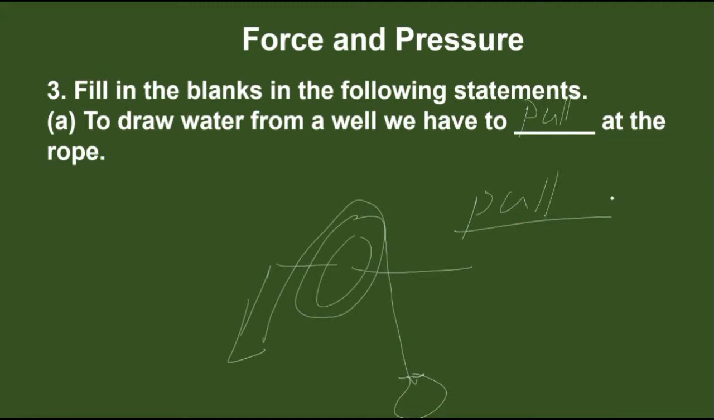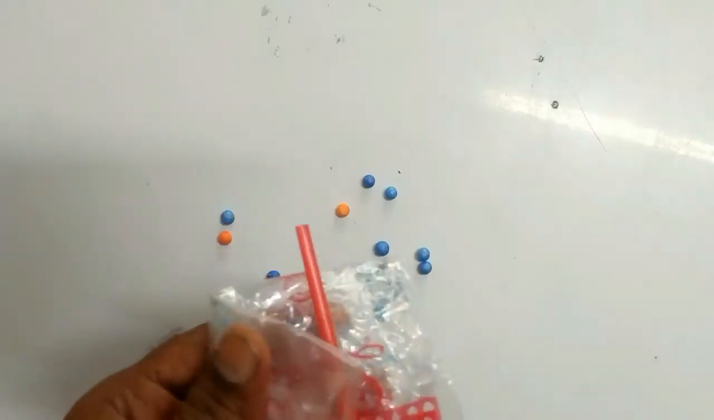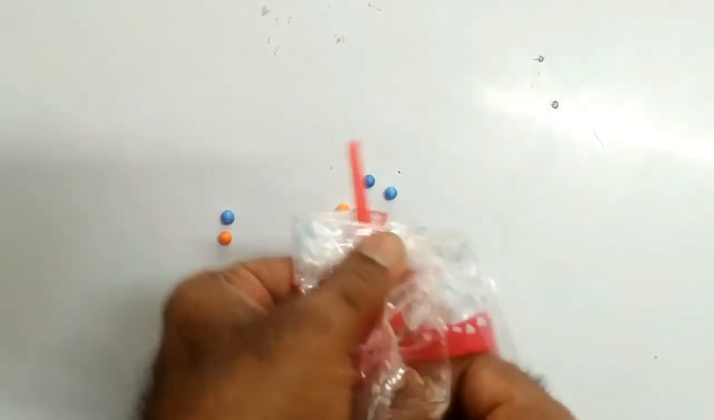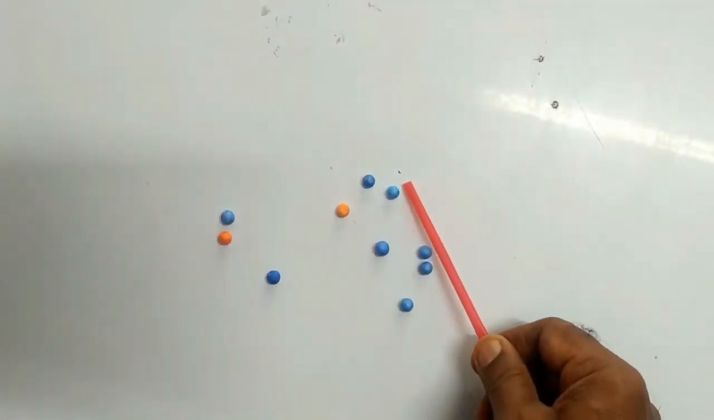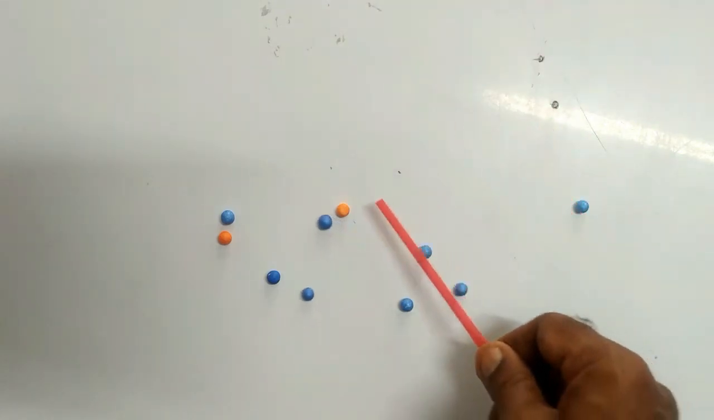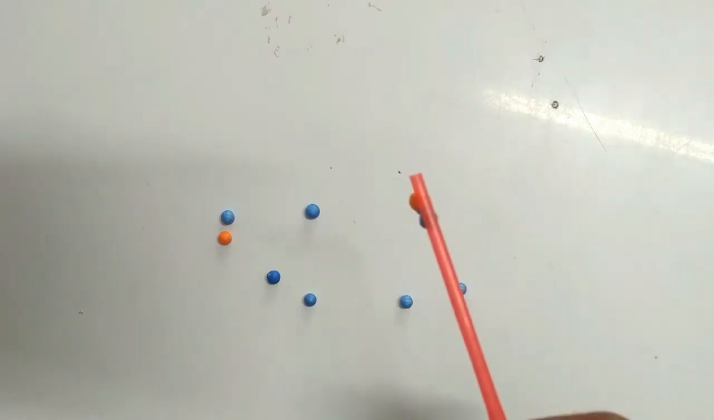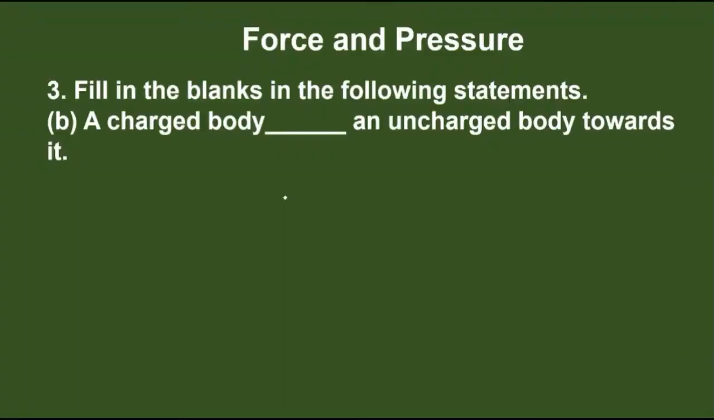The next question. A charged body and an uncharged body, what happens between them if you bring them near? I've already shown you how to charge a body. Just by rubbing you can charge a body. And when you bring a charged body near an uncharged body, as shown in the demonstration, where it was a straw, the charged body attracts an uncharged body. Quickly we'll go for the next one.